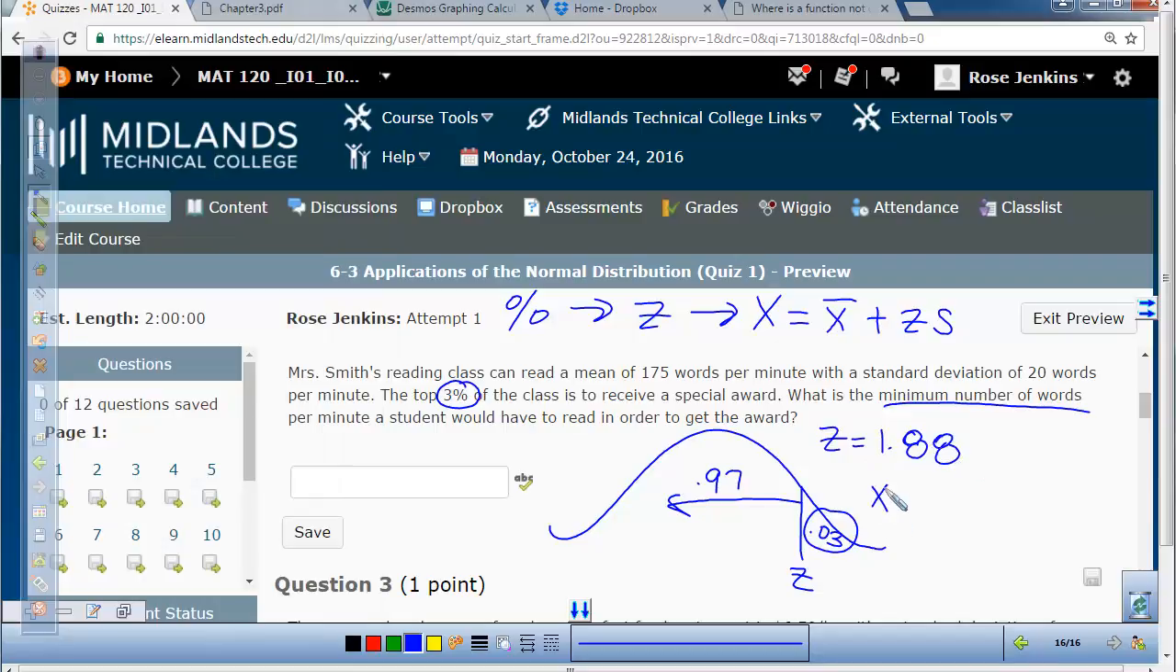So x equals x bar, which was 175, plus z, 1.88, times my standard deviation, which is 20 words. Okay, and so we would punch that up in the calculator, and that would give us our answer.